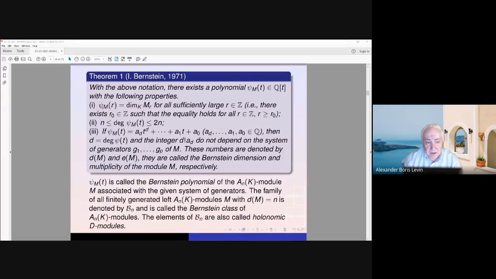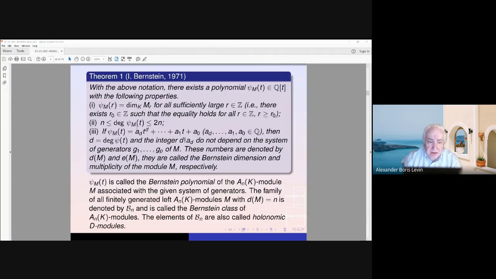So the values psi_M(t) is a polynomial with rational coefficients for all sufficiently large r, so starting with some r0, for all r starting with some r0, we have this equality. Moreover, the degree of this polynomial lies between n and 2n. n is the number of variables in the original variables.